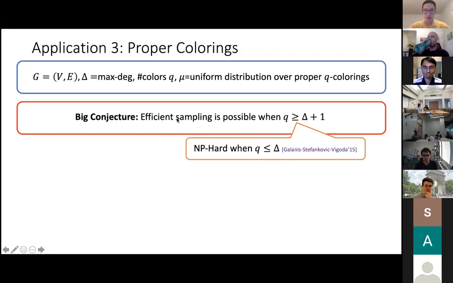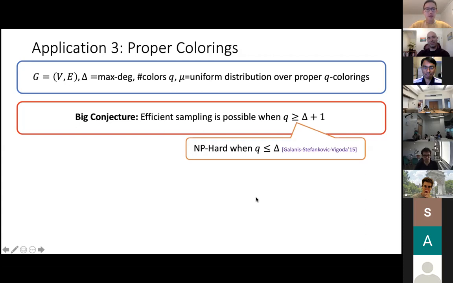This problem has been open for many years, and I really hope maybe one of you can work on this and solve it. I don't know. But we're really stuck on this problem.